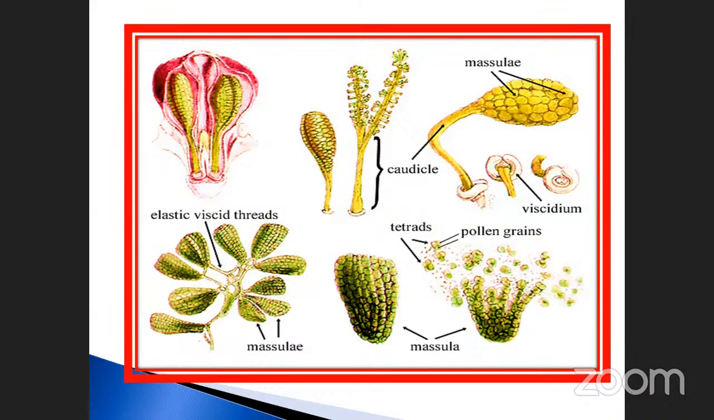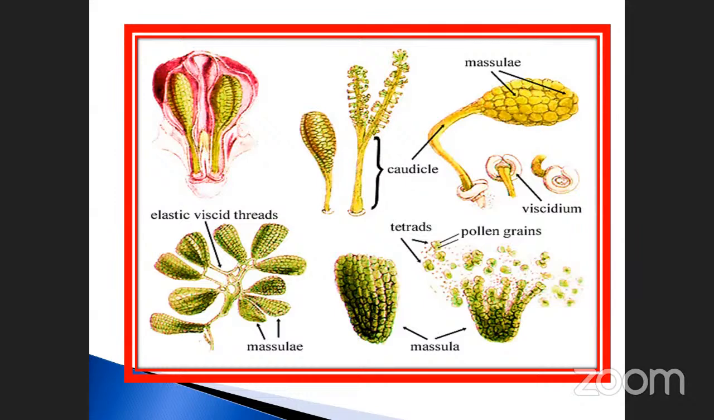Structures. This is nothing but the corpusculum, the column. Inside, the pollinia are present. This is called the caudicle. The caudicle, this is the stalk-like structure. Then there is a bunch of things, the massulae. This is called the massulae.